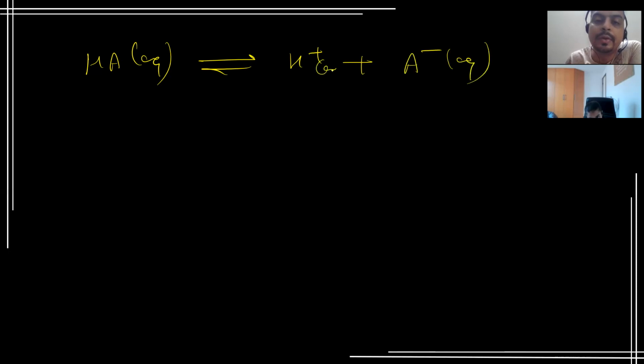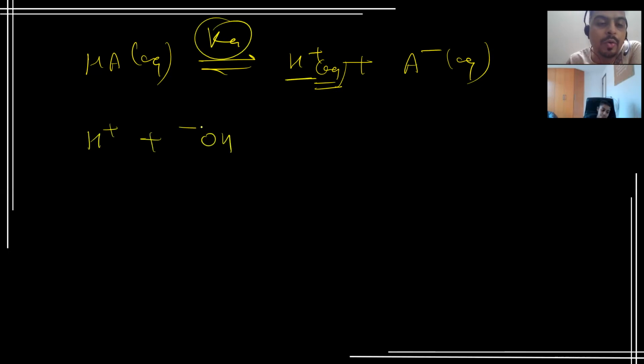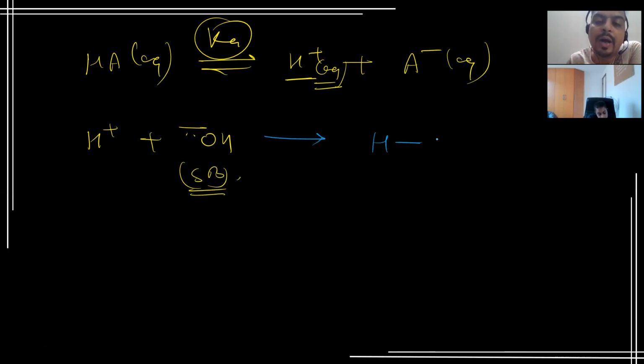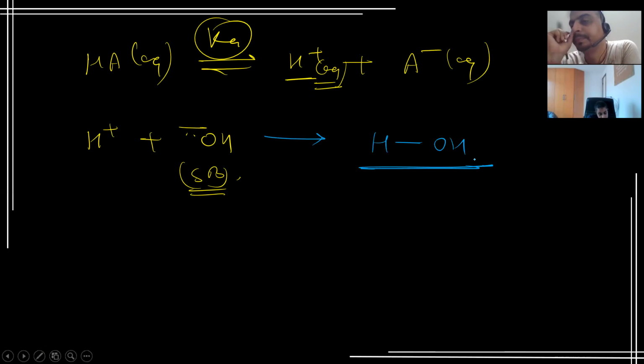Now, if I say I am having a weak acid, HA. A weak acid means first it will ionize in the solution. This is called Ka. Once we get H plus, it reacts with the OH minus that comes from the strong base, and they combine together to form hydro. Hydro means water.